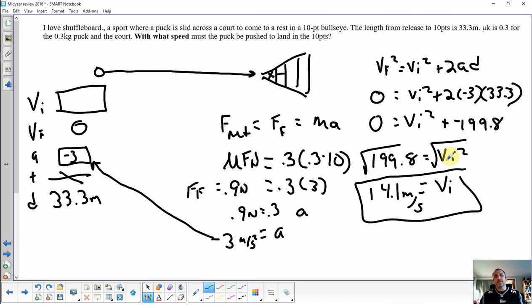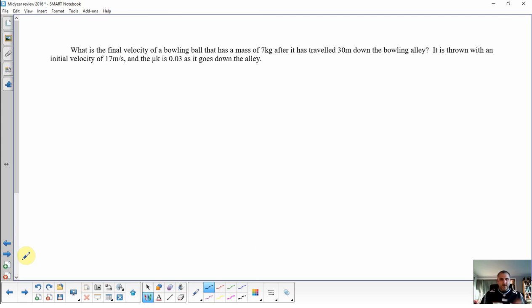Okay, so that means in order to have the puck stop at the 10-point spot, I have to push it back here with an initial velocity of 14.1 meters per second. Any faster, it'll go too far. Any slower, it won't go far enough. So again, dynamics leading to kinematics. And finally, the last question, after like an hour.